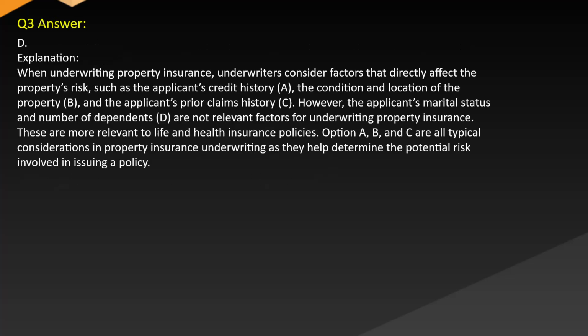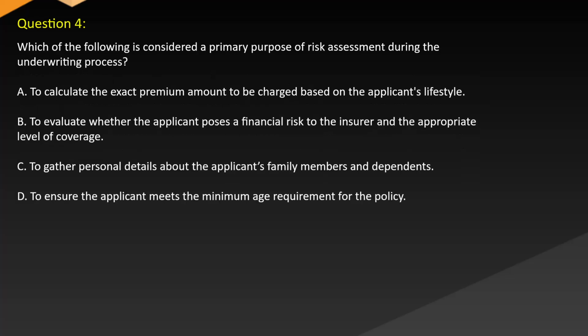Answer D. Explanation. When underwriting property insurance, underwriters consider factors that directly affect the property's risk, such as the applicant's credit history, A. The condition and location of the property, B. And the applicant's prior claims history, C. However, the applicant's marital status and number of dependents, D. Are not relevant factors for underwriting property insurance. These are more relevant to life and health insurance policies. Options A, B, and C are all typical considerations in property insurance underwriting as they help determine the potential risk involved in issuing a policy.